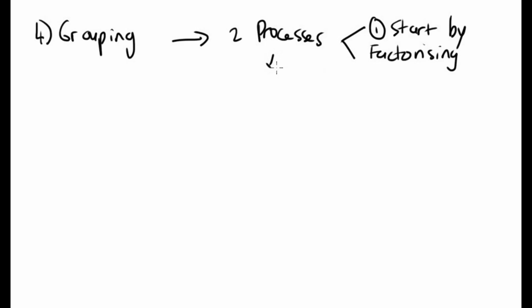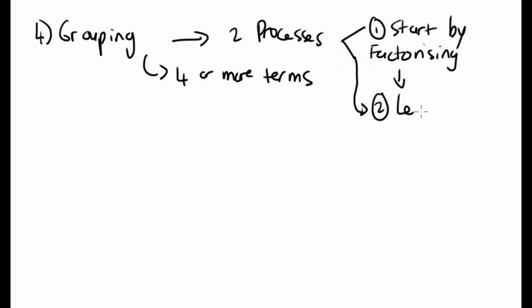The way to identify grouping, by the way, is that there are normally 4 or more terms. Mostly there are 4, maximum 5 terms. So we're going to start by factorizing, but number 2 is it must also lead to factorizing. You can start with any type of factorization, but it must also lead to a type of factorization at some stage.